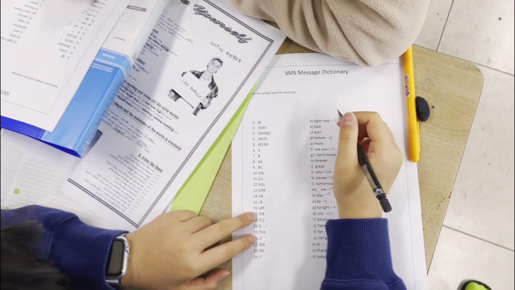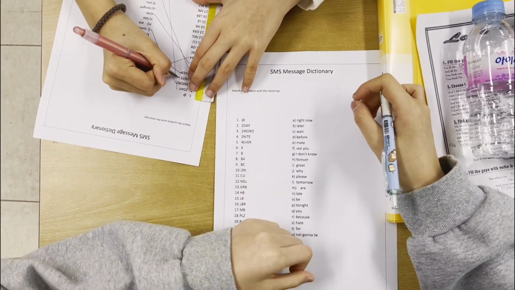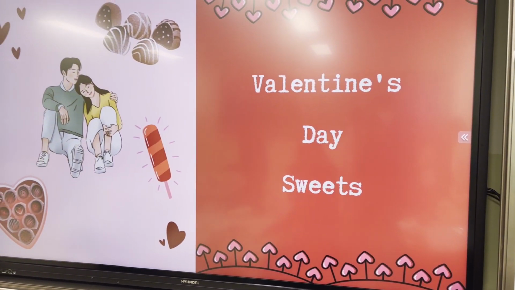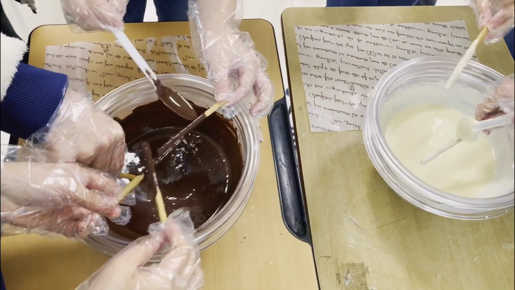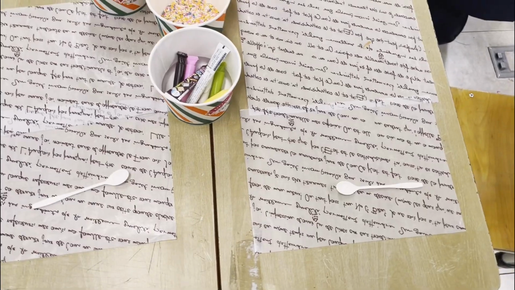Next, we moved on to SMS. I think SMS is really fun because the students are like, why? Why does this mean this? And usually I always like to add a little easy food activity. Trust me, go easy because it just takes less time, cleanup is easy, and everybody's happy.